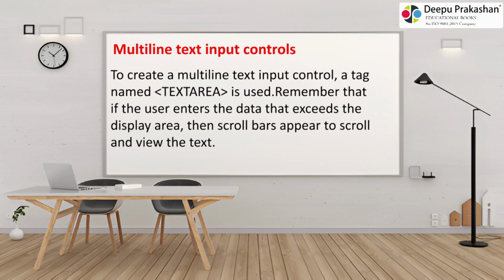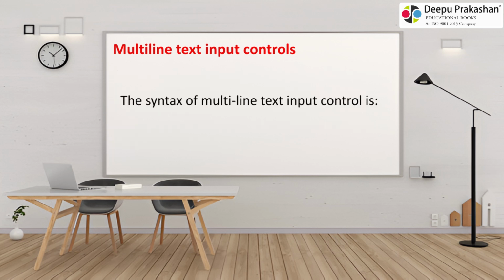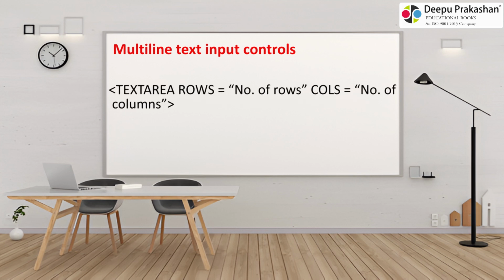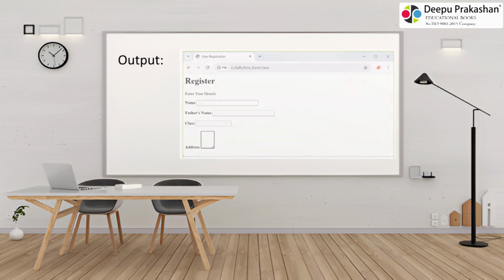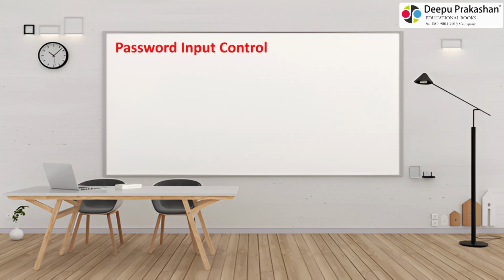Remember that if the user enters data that exceeds the display area, then scroll bars appear to scroll and view the text. The syntax of multi-line text input control is textarea rows is equal to no of rows, cols is equal to no of columns, where no of rows and no of columns are the attributes of the textarea tag. Let us learn how to create a multi-line text input control with the help of a simple example. Example. Output.